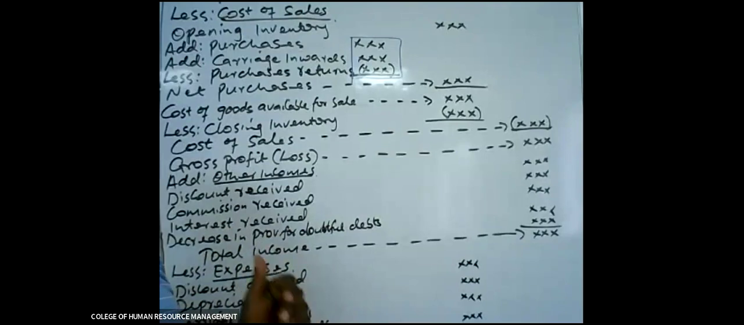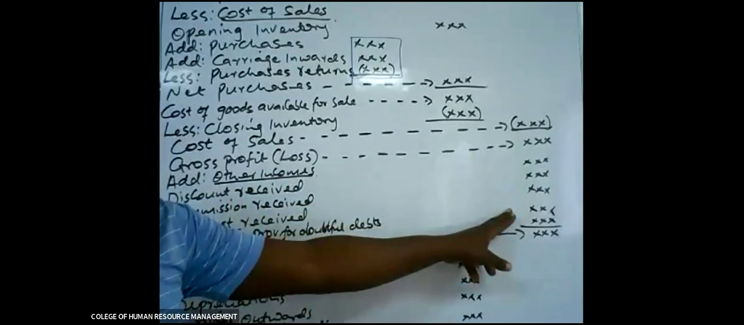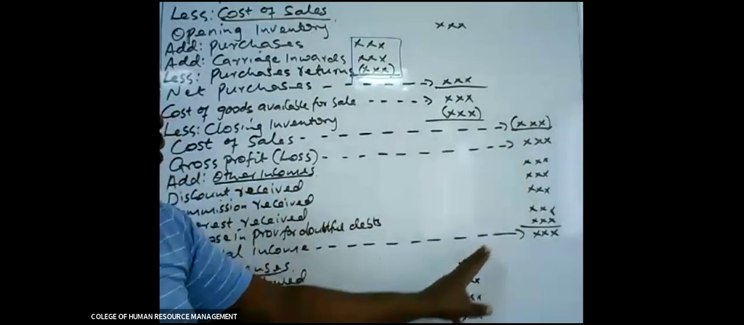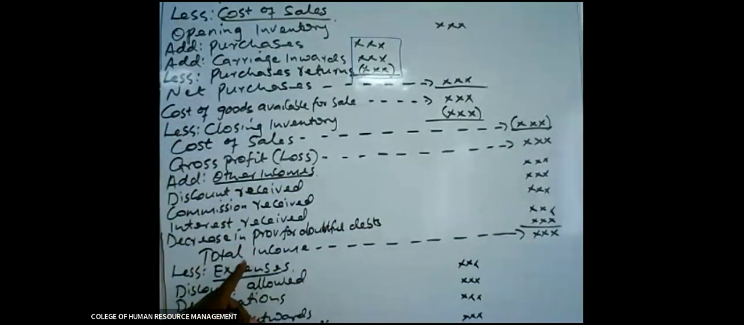That one you can be able to record when you are doing the end year adjustments. When you do the end year adjustments, decrease in provision for doubtful debt, you take it as an income. So you add those incomes here to the gross profit so that you can get what we call the total income. You can get the total income here.